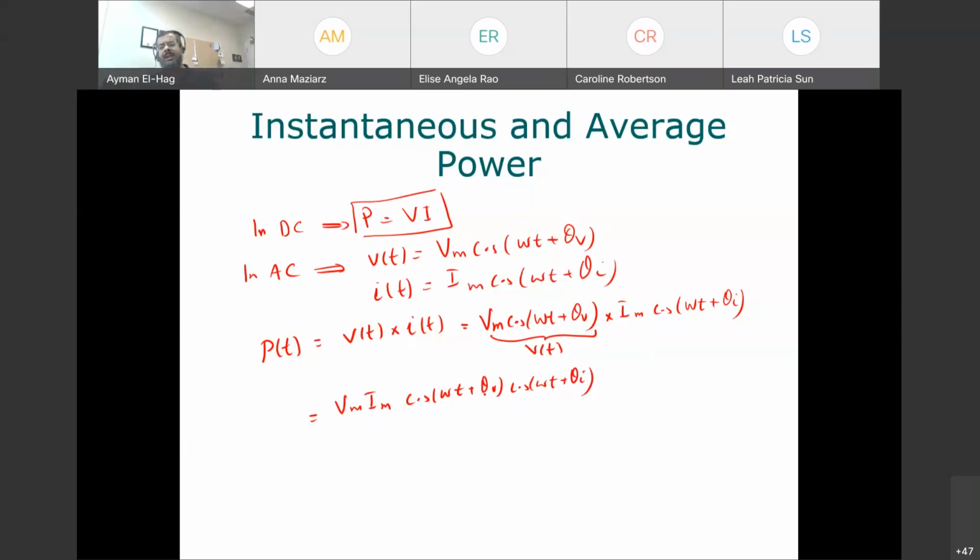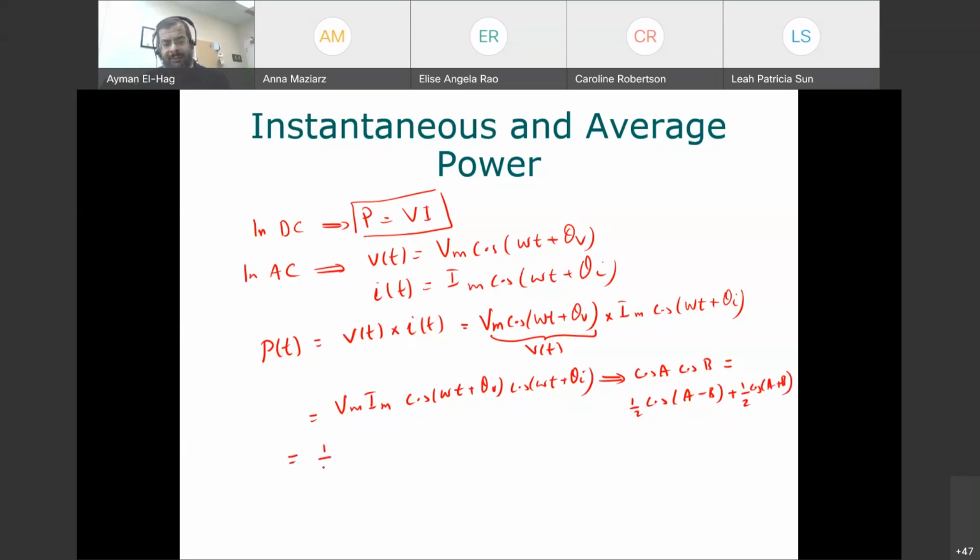Now, how do we multiply this? We go back maybe to high school or the first course in algebra. We know that if I multiply cosine A times cosine B, this is equal to 1/2 cosine of the difference, A minus B, plus 1/2 cosine of A plus B. So if we multiply two cosine functions, this is the rule.